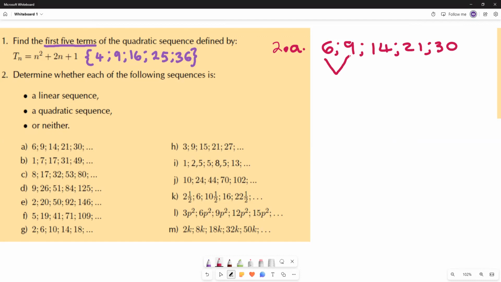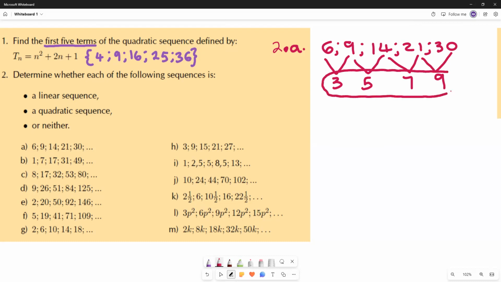Now let's do the differences. These are the first differences, right? So you start with this minus that. Remember, 9 minus 6 is 3. 14 minus 9 is 5. This minus that is going to be 7. This minus that is 9, right? So let's check. This we call first differences. Are the first differences constant or not? No, they are not constant.